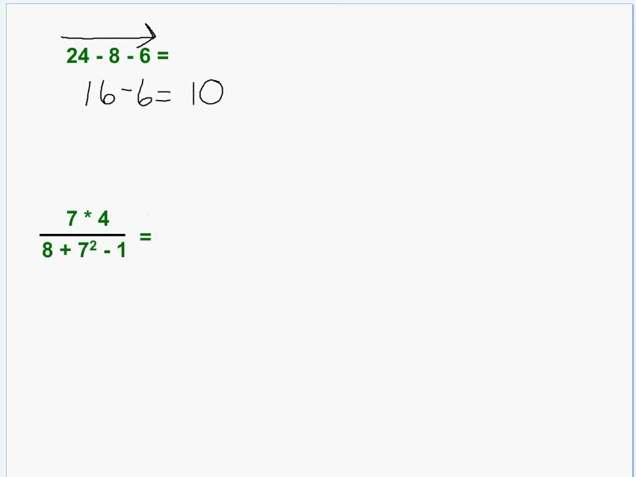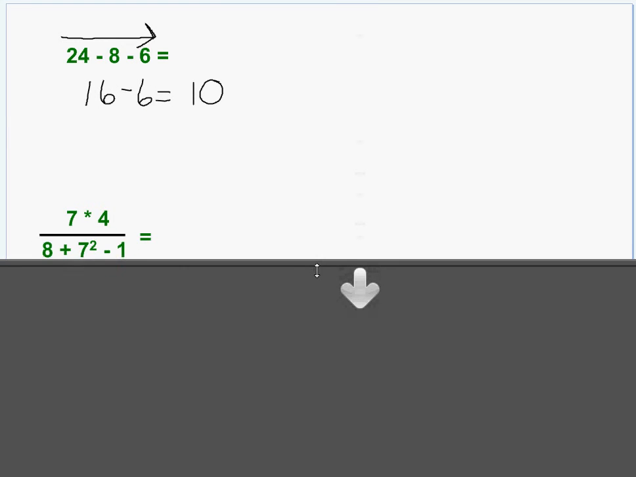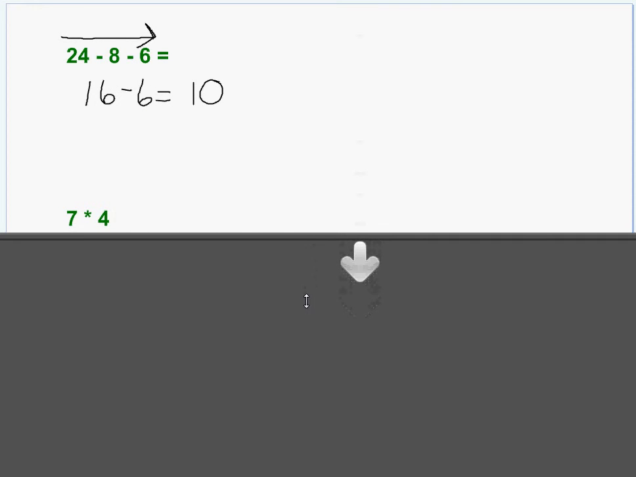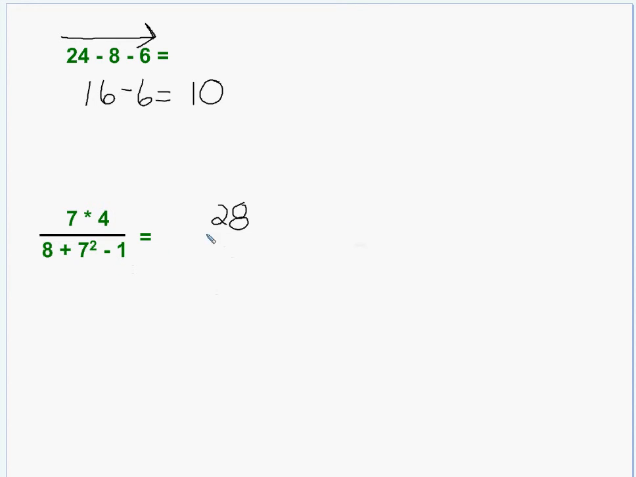You could always even cover it up if it distracts you that you have another one sitting there waiting for you. You could always just say, okay, wait a minute, all I have is 7 times 4. What is 7 times 4? Yeah, that's 28. So that's simplified. Okay, now we'll deal with the denominator. Our denominator is a little trickier.